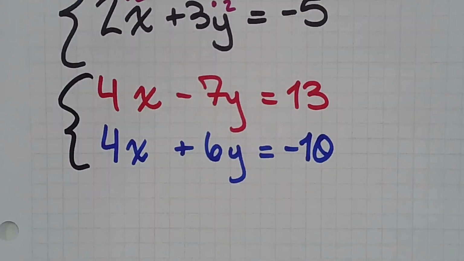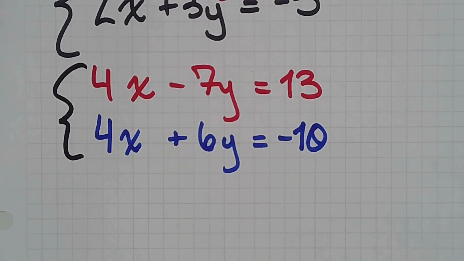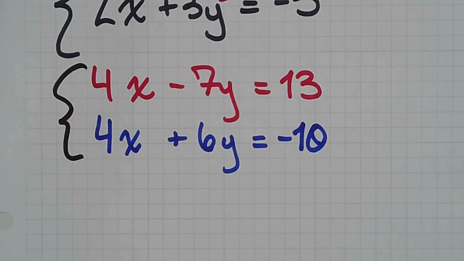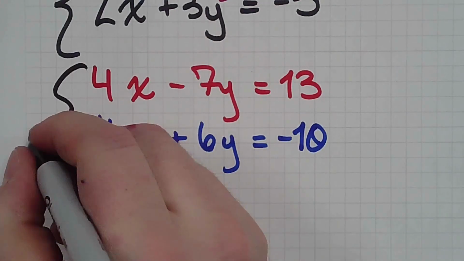Well, last time we added because they were opposite signs, right? That's what made it 0. I want to get rid of one of these variables, so I want one of the variables to get eliminated. Well, here if I add them, I'm going to get 8x's, right? It's not going to go away. So instead, I'm going to subtract them.